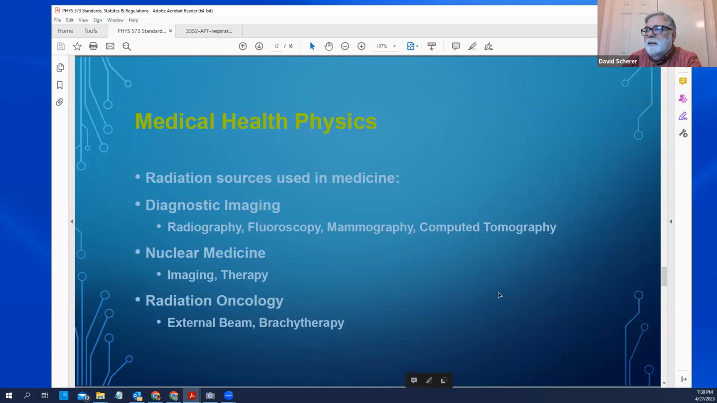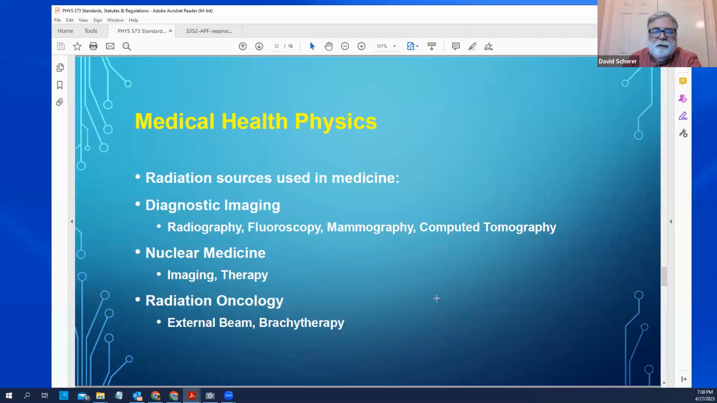Anybody have any work in medical health physics environment? Yeah, I'm in medical health physics. Right. So do you have anything to add to what I've said? Not really. Just, I mean, there's kind of a lot of overlap between all these nuclear medicine and oncology and radiology, all kind of overlap in a lot of places.